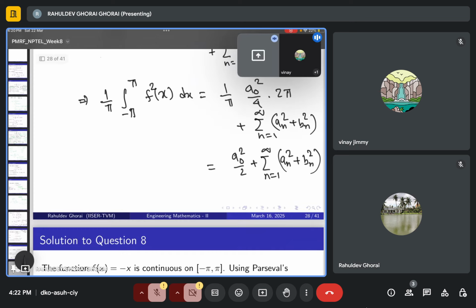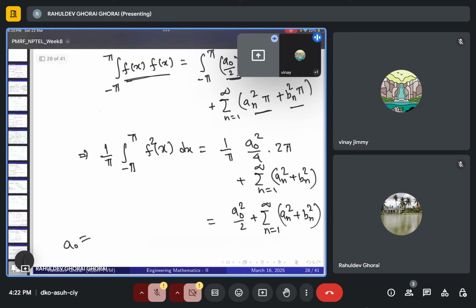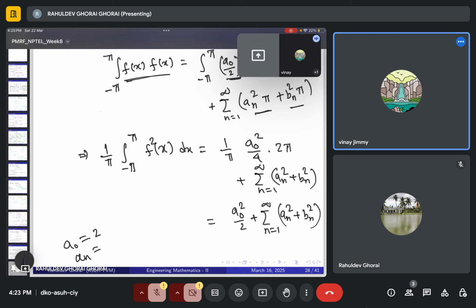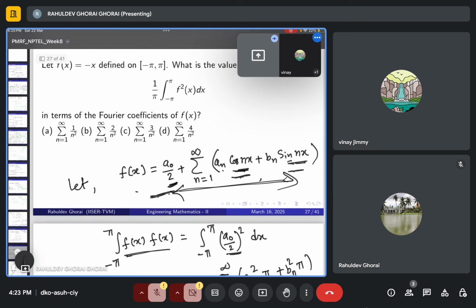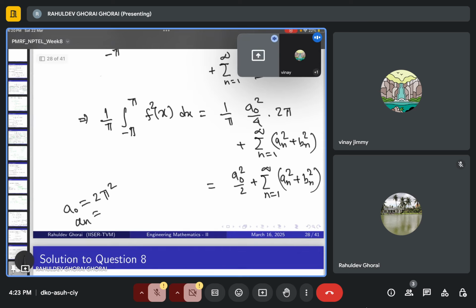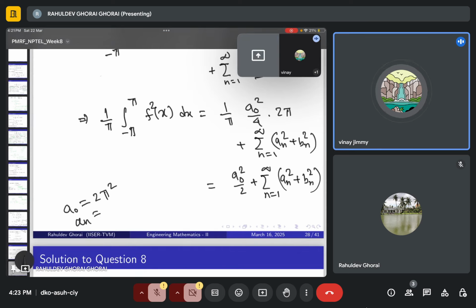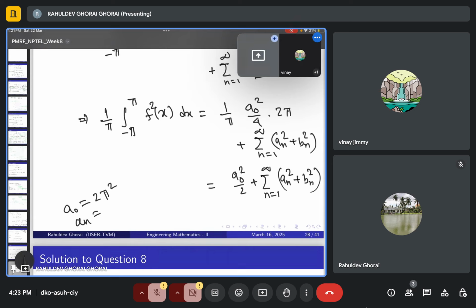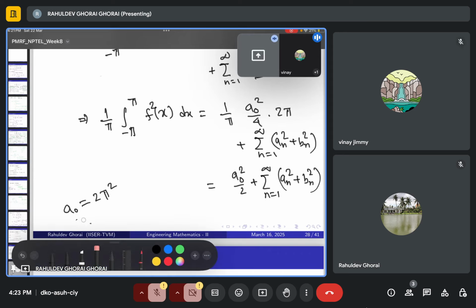So now you put the values. Do you know what the values are for a naught? What a naught did you get? And a n, 2 pi square. Yes sir. And a n, minus 1 to the power n by 2 pi. How, or what is your f of x? f of x is equal to negative of x, right? A naught should not be 2 pi square. A naught should be 0.